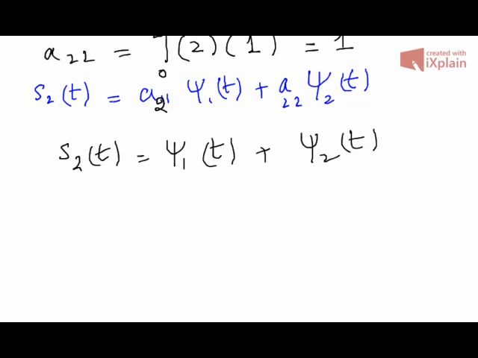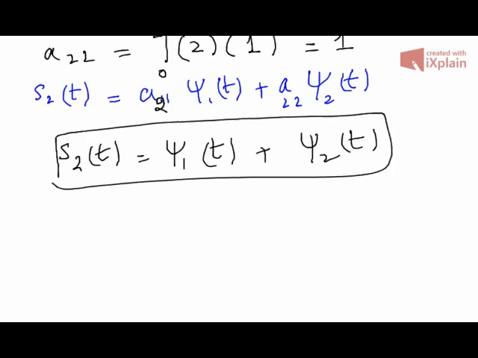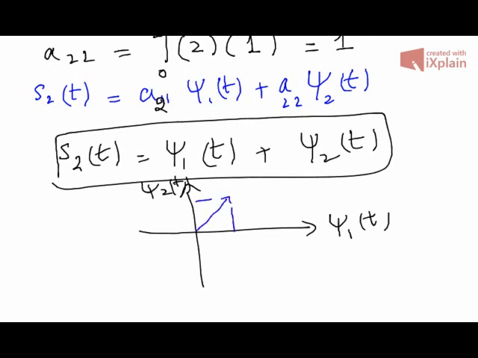Now it's very easy to observe this, we can plot it in the two-dimensional Euclidean space. This is your psi 1 of t and this is your psi 2 of t, and your signal coordinates are both 1, so it would appear here, right? This is plus 1 and this is also plus 1. This is the signal point 1 and 1. So this is how you represent your signal in the two-dimensional Euclidean space.